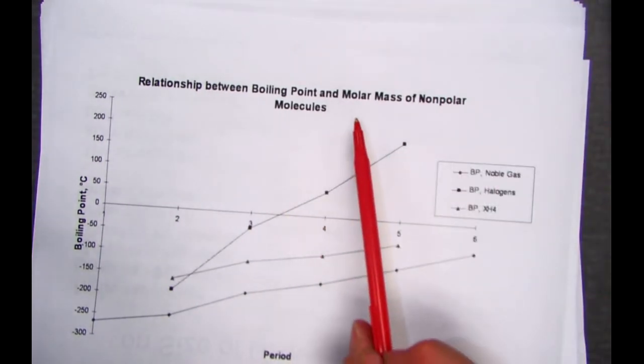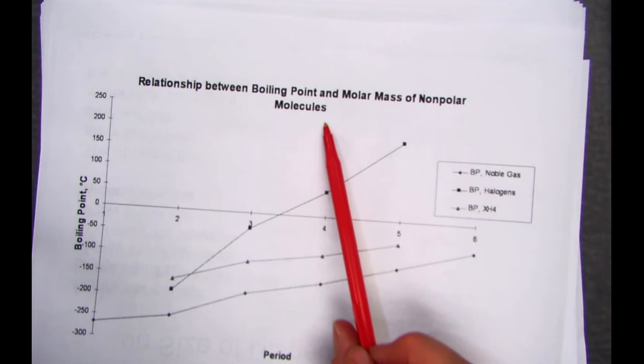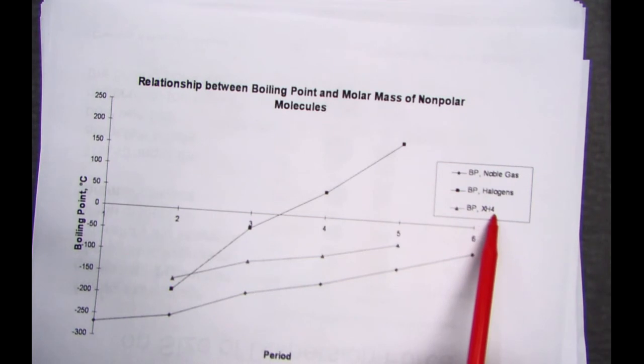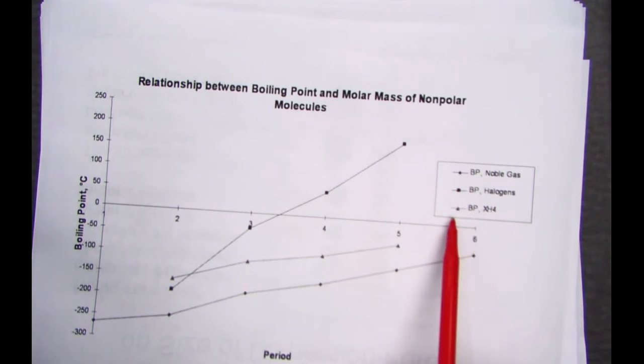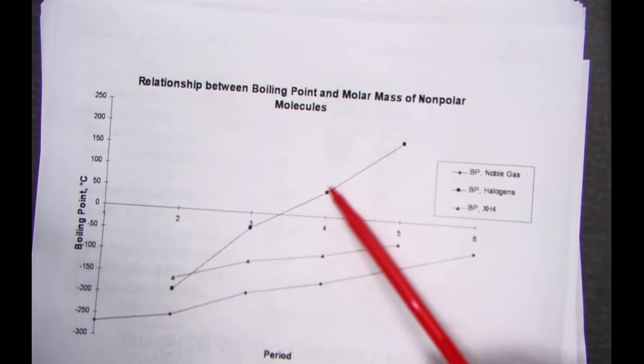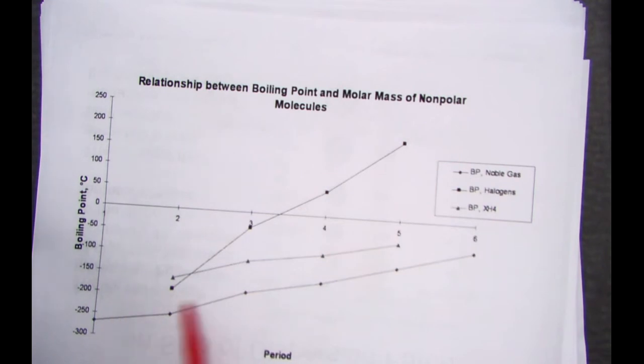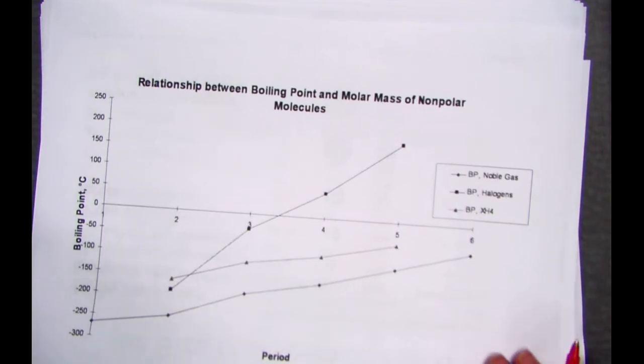Relationship between boiling point and molar mass of nonpolar molecules, such as those noble gases, halogens, or just any element, XH4, could be like methane. You can see a clear distinction. Boiling point definitely increases as the molar mass increases. Going from left to right on a period, the atoms are getting heavier. Boiling points will increase.